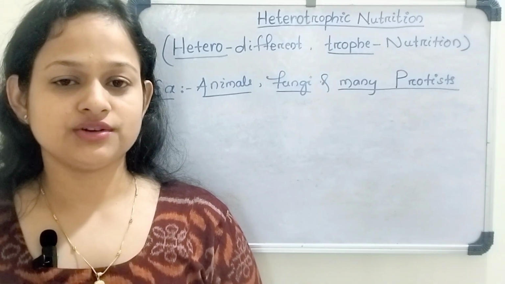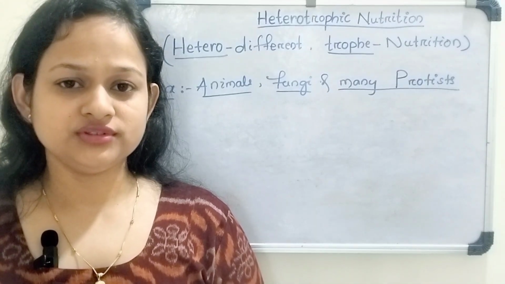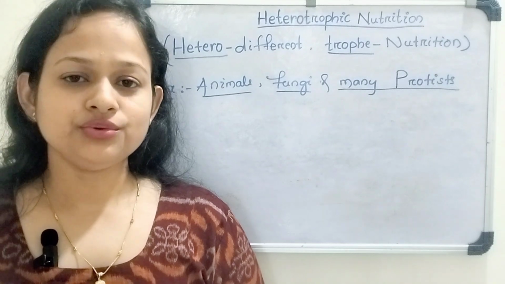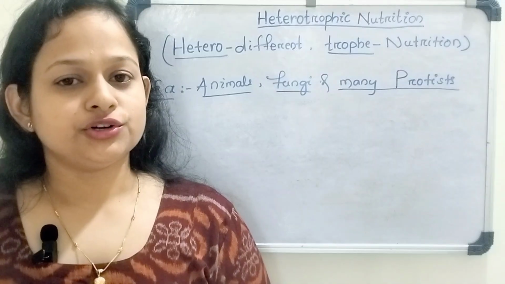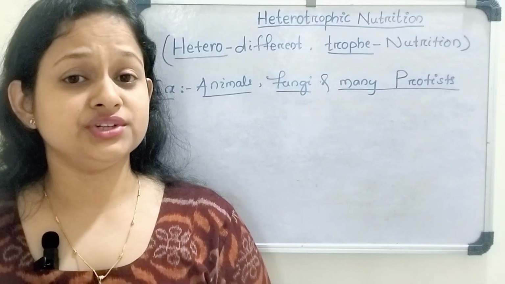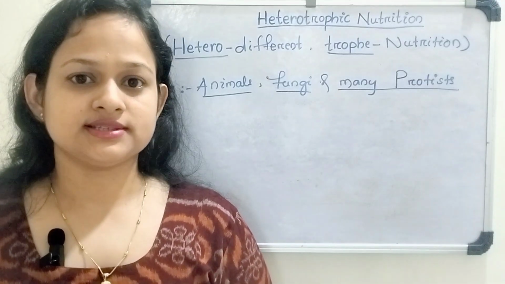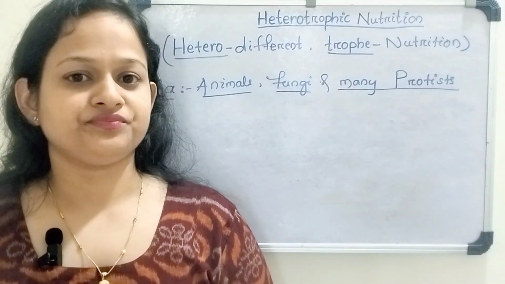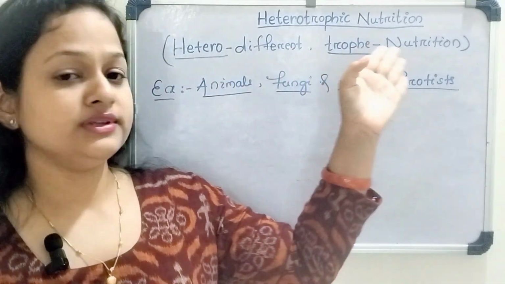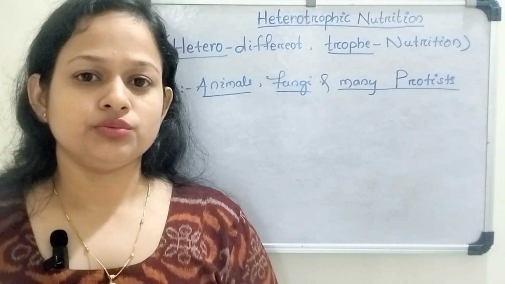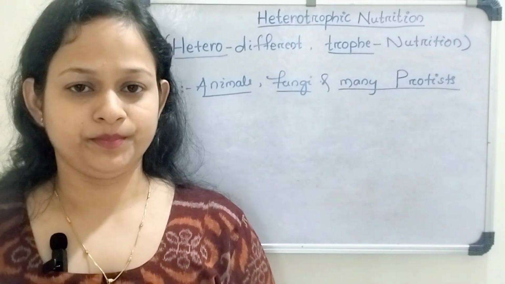Today I am going to discuss the process of heterotrophic nutrition. In the previous video I have already discussed the autotrophic mode of nutrition, so today we will discuss the heterotrophic mode of nutrition. So what is heterotrophic nutrition? The mode of nutrition in which the organisms obtain their food from external sources like plants and animals. The word heterotrophic means hetero, different, and trophy, nutrition. So heterotrophic nutrition is the process of obtaining food from different sources.